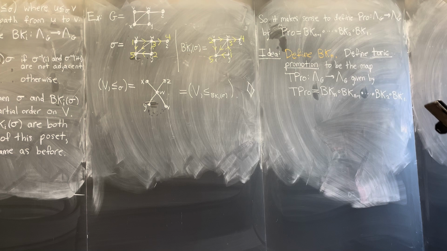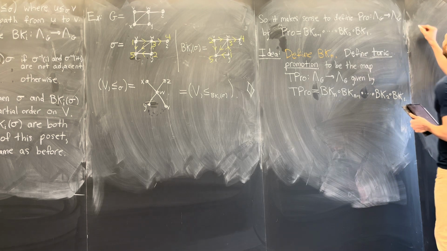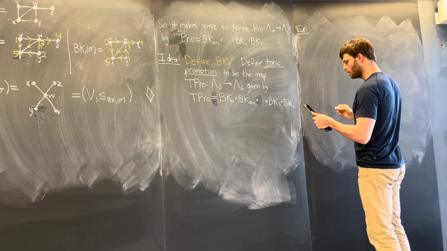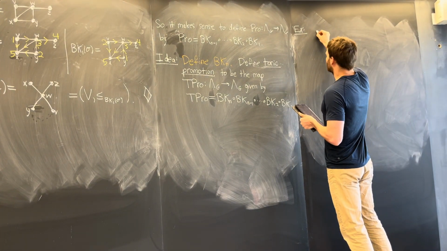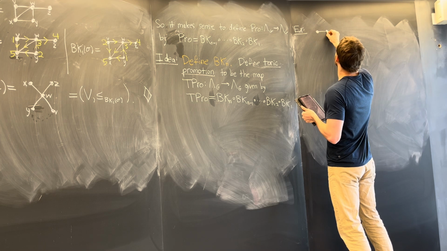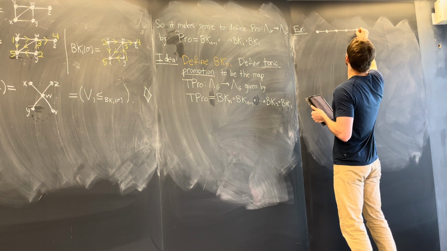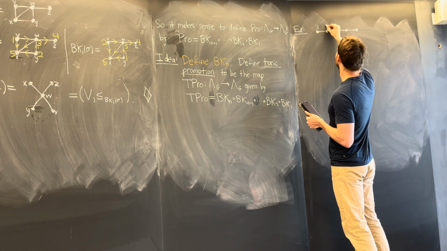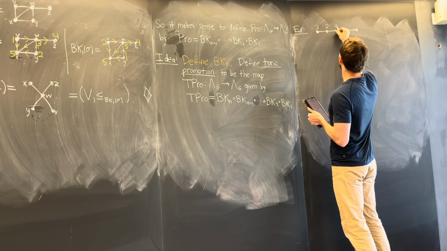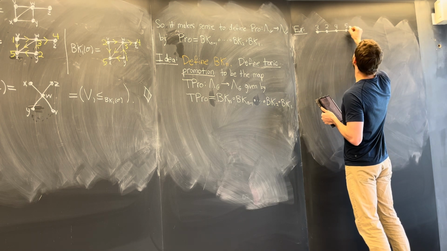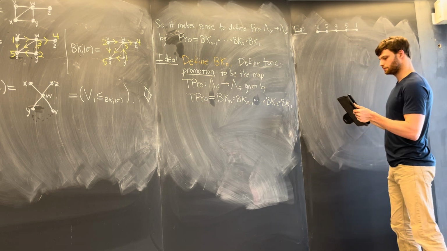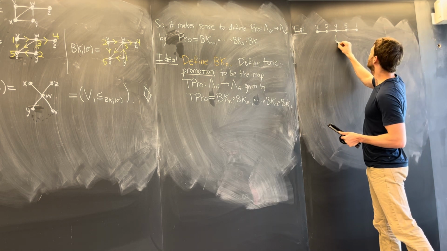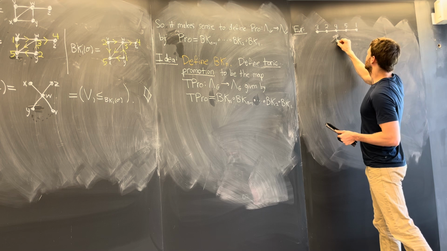Okay, so let me give an example of this. Let's say I just take a path graph with 5 vertices. It looks like this. And let's say my labeling is 3, 2, 4, 5, 1. So I want to do toric promotion to this labeling. So the first step is to do B_1.